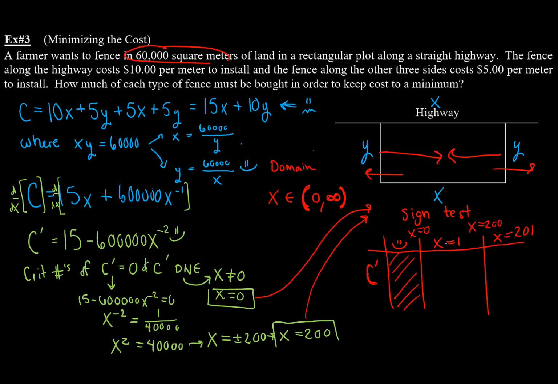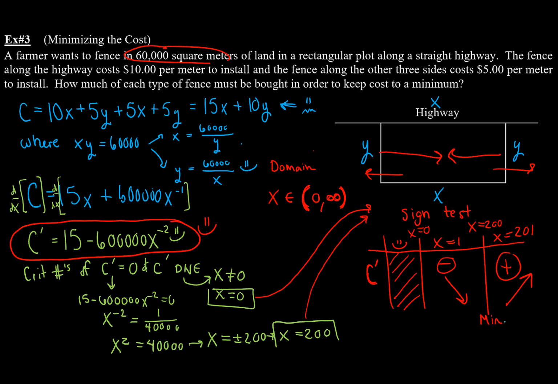So if I plug x equals 1 into my derivative function, I'm going to get a negative number, which means it's decreasing there. And then when I plug in 201 into my first derivative function, I'm going to get a positive number, which means that it's increasing. So I have a minimum cost.